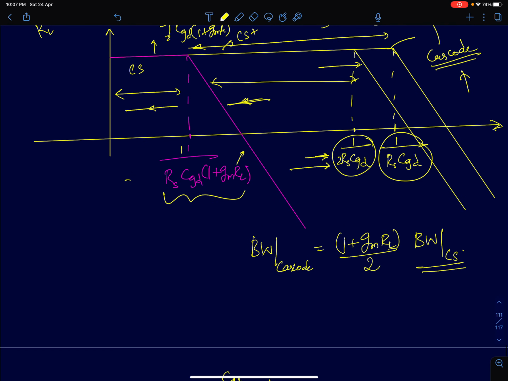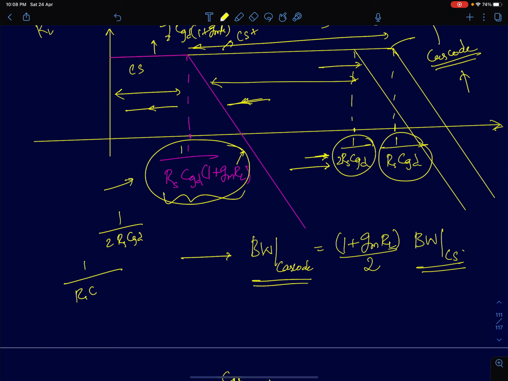So now for comparison of bandwidth, in case of a CMOS cascode amplifier, the bandwidth is 1 by 2 RS into CGD. That's your 3 dB bandwidth. It's a single pole system, so I'm just treating 1 by 2 RS into CGD as its bandwidth. The bandwidth of a common source amplifier is 1 by RS into CGD into 1 plus GMRL, which is much smaller than this. So the bandwidth of cascode is going to be larger, by a factor of 1 plus GMRL by 2 times the bandwidth of common source.